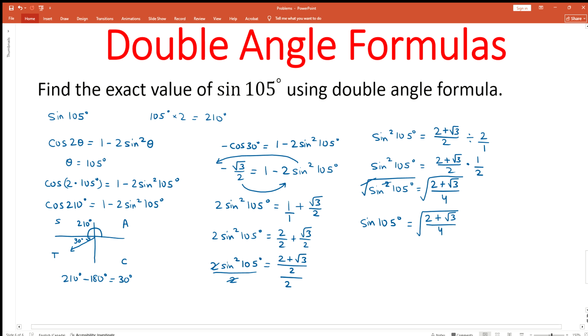Next, we can simplify this term. Square root of 4 is equal to 2, so we can move the 4 outside the square root. This should be the final answer for the value of sine 105 degrees. So these are the steps you have to keep in mind to solve this problem.